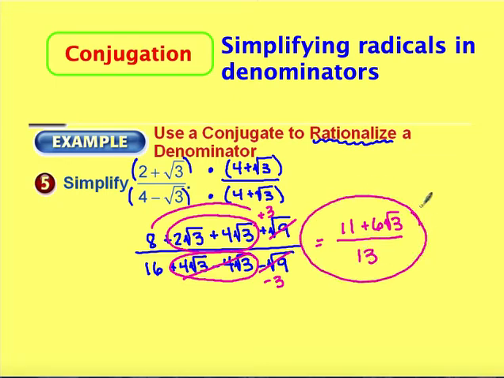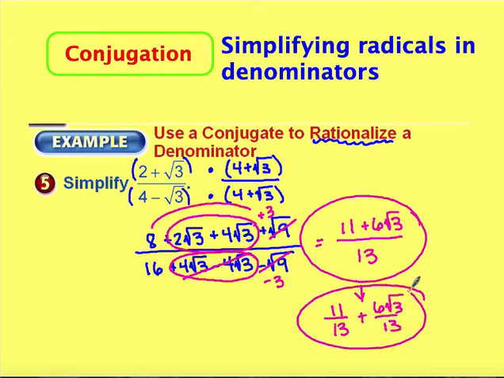So this is our simplified version. Now you can leave it like that, or you can divide both sides by 13. Either way, that is the division when I have a real number without a radical and a radical in my denominator. I use conjugation.